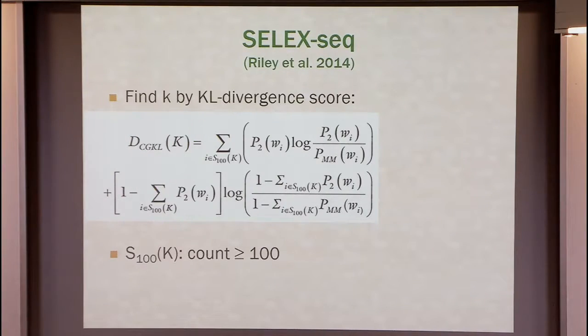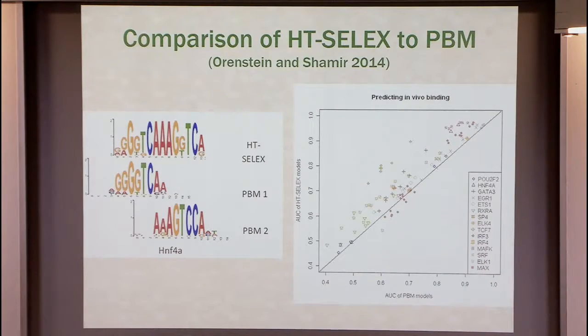So here I'm going to show one solution. What was the in vivo binding? Was that ChIP-seq? Yeah, ChIP-seq was used. So we took the models that were published for PBM and for high-throughput SELEX for the same protein, and we used ChIP-seq.